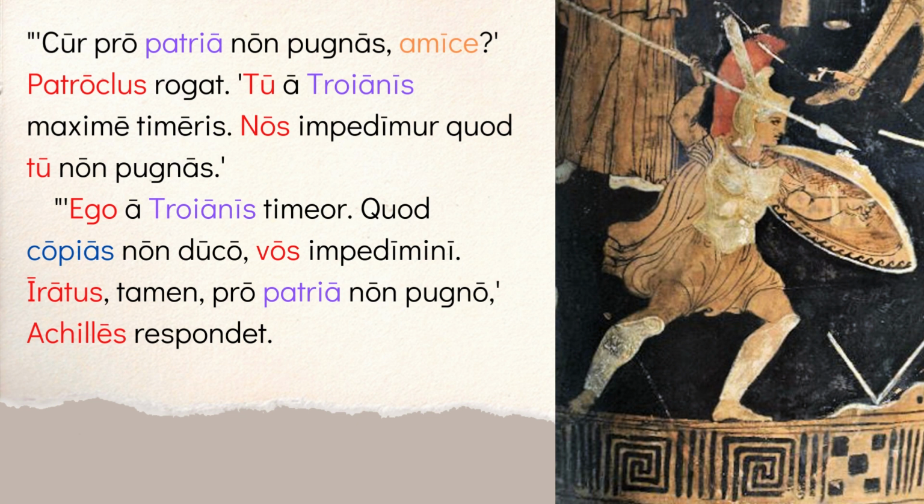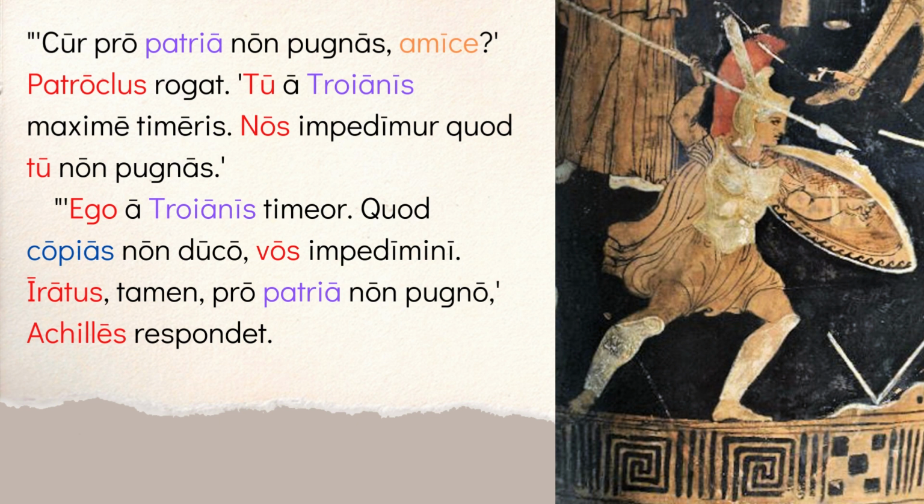Then you have nos impedimur quod tu non pugnas. So we are hindered. Impedimur means, it's passive. So again, it's not we are hindering someone. It means we are being hindered. What he's saying is we're not able to win. We're being like prevented or stopped, basically, because, quote, tu non pugnas, because you are not fighting. So he's blaming Achilles and saying, why aren't you fighting, right? We want to fight. We want to win. Every time you lead us, we win because the Trojans are so afraid of you, right? They fear you the most, and you're not fighting.